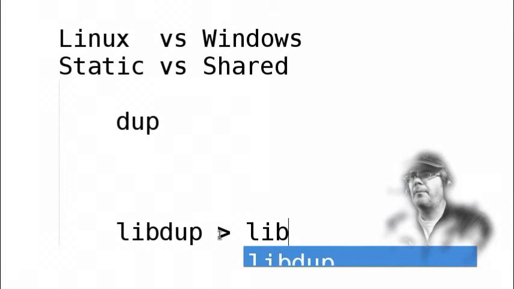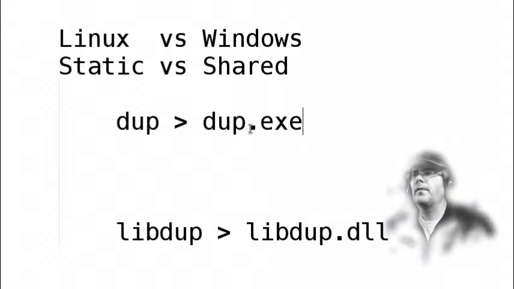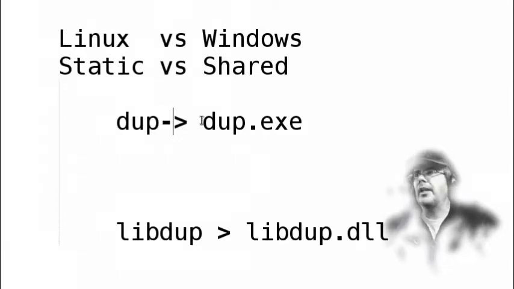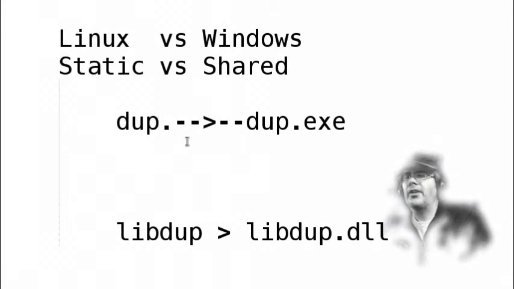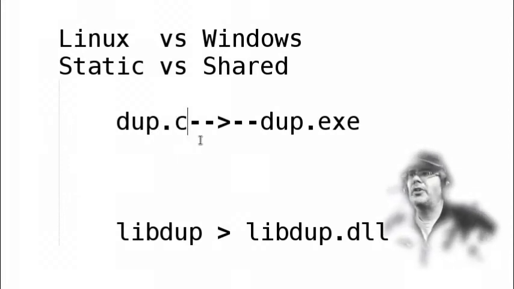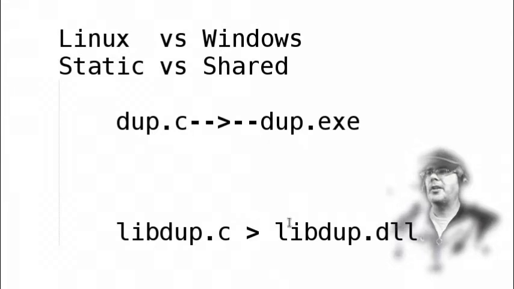We're going to build libdupe DLL on Windows, and we'll build dupe exe on Windows. And we can start with a source code. Normally it would be dupe.c. That would become dupe.exe. And libdupe.c would become libdupe.dll on a normal project.